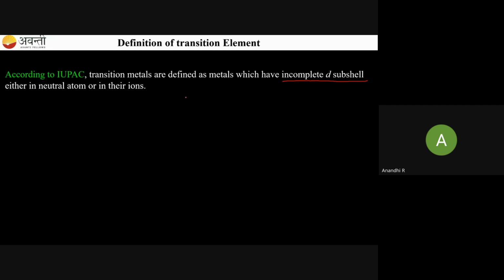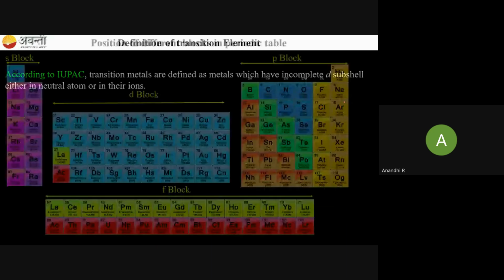How many d orbitals are there? We have 5 d orbitals, right? 1, 2, 3, 4, 5. All the d orbitals should not get filled in their neutral state as well as in one of their oxidized states. That means the d orbitals should not get 10 electrons. They should have at least 1 electron less. If the system is like that, then it is called a transition metal. The number of electrons in the d subshell should be between 1 and 9. Got it? This is the definition of transition elements or transition metals.